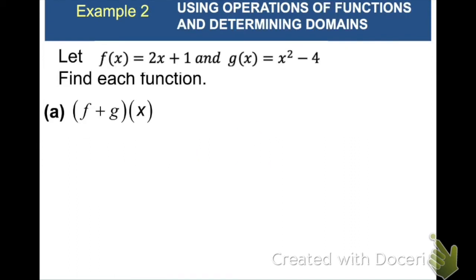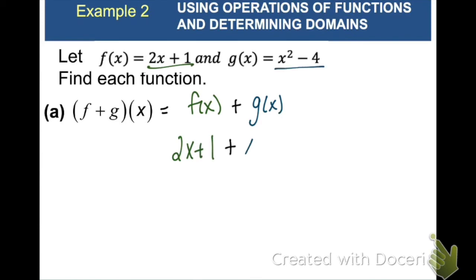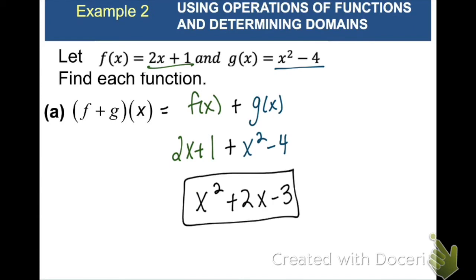In example 2, we are no longer evaluating for certain values of x, but this time we're just going to leave x in place. So to find f plus g of x, that's the same thing as f of x plus g of x, and we're just going to plug our functions in. So for f of x, we put in 2x plus 1, and for g of x, we put in x squared minus 4. And then to get our final answer, I just combined like terms. My only like terms here were 1 and -4.